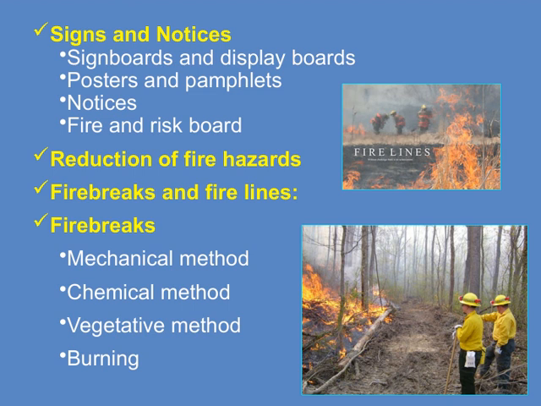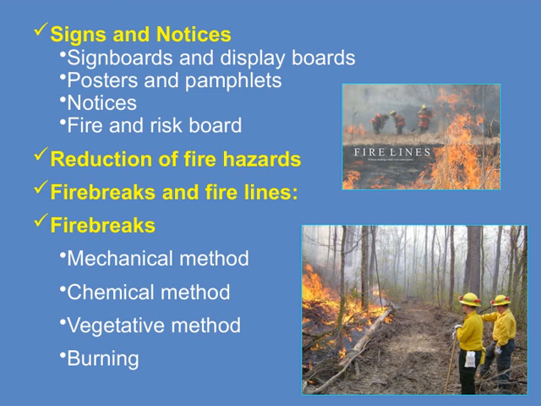Now, an important aspect of fire safety is the reduction of fire hazards. This involves identifying potential risks and taking proactive steps to minimize them. One effective method is the use of fire breaks and fire lines. These are barriers or cleared areas that prevent the spread of fire across a landscape or property.